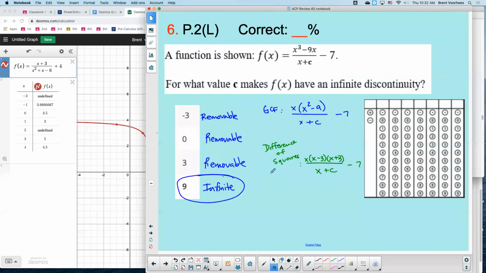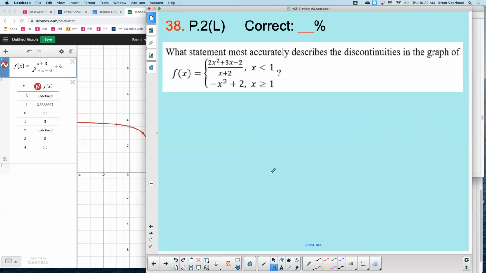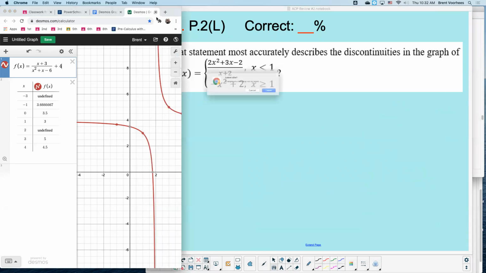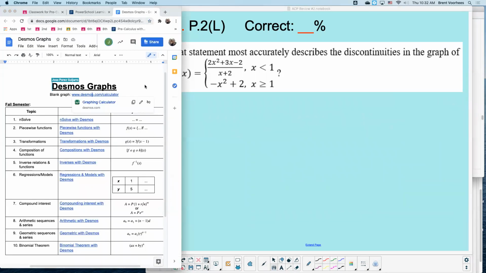Okay, and let's see here if I got another one, or if that's it. Yes, I got two more. What statement most accurately describes the discontinuities in this graph? This has a weird symbol. How do I graph that? Yeah. Piecewise, very good. Use this one, piecewise.